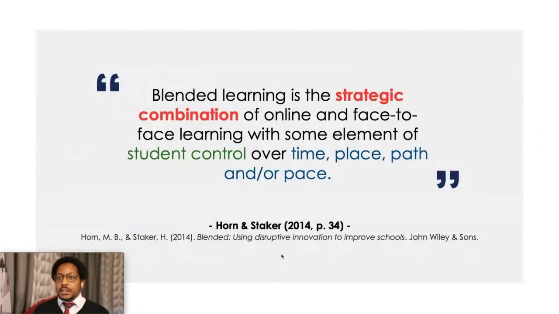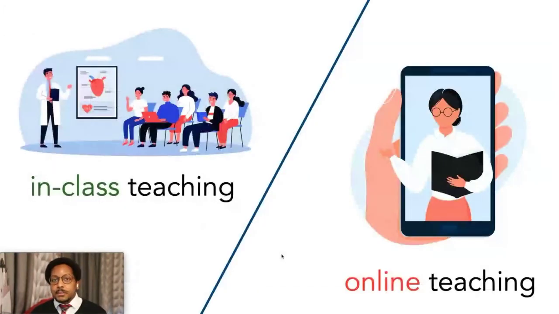But there's one definition in particular I'd like to share with you now by Horn and Staker, where they said that blended learning is the strategic combination of online and face-to-face learning with some element of student control over time, place, path, and or pace. And I've highlighted a few keywords here. So when we talk about a strategic combination, this is basically you planning ahead, thinking about which lessons during the semester you want to be taught in an online fashion, which ones will be taught face-to-face, and why. Also, in terms of student control, we're thinking about allowing the learners to study at their own pace, where they want, when they want. And we'll come to those points again later in the presentation.